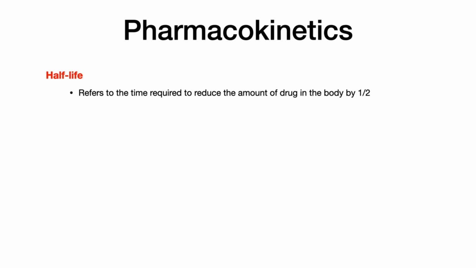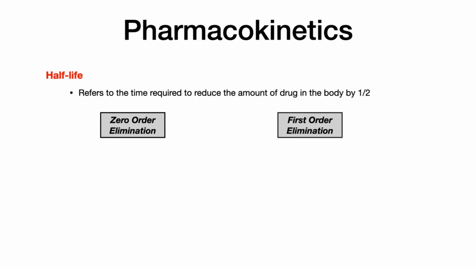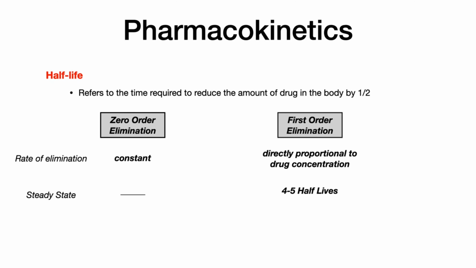And when we talk about half-life, we have to first talk about two different types of elimination. There's zero-order elimination and first-order elimination. Now, let's compare and contrast these in various domains. So first, the rate of elimination. In zero-order elimination, the rate of elimination is constant, but in first-order elimination, the rate of elimination is directly proportional to the drug concentration. Now we also need to talk about the time to steady state, and really we're only concerned with first-order elimination here.